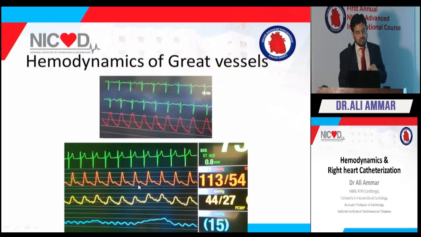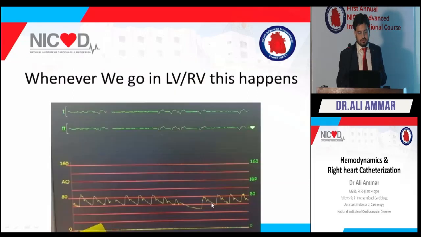Here in this picture you are seeing the simultaneous pressures from the aorta as well as from the pulmonary artery. You can see the difference here. The aortic pressures are higher, the pulmonary pressures are lower. So this is a common phenomenon that happens whenever we go into LV or RV.